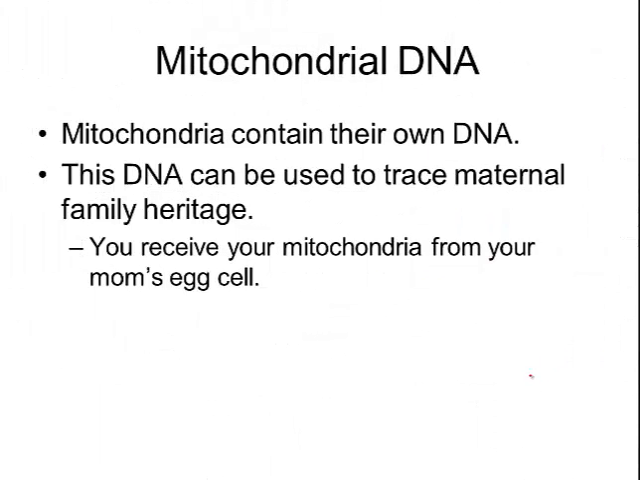Something else that is interesting about mitochondria is they actually have their own source of DNA, so they have their own DNA inside of them. And that DNA can actually be used to trace maternal family heritage. So you can actually trace your mother's family line going back pretty far by looking at the DNA that is inside of the mitochondria. The reason for that is because you receive all of your mitochondria from your mom's egg. The only thing that you get from your dad is his DNA, but all of your cell parts were also your mom's cell parts. So whatever DNA was in hers is the same DNA that you have in yours.